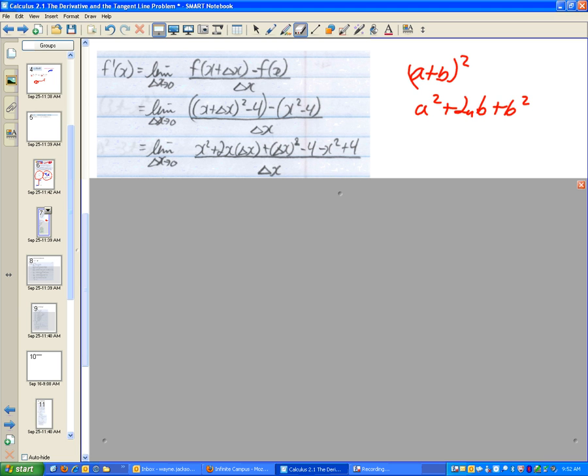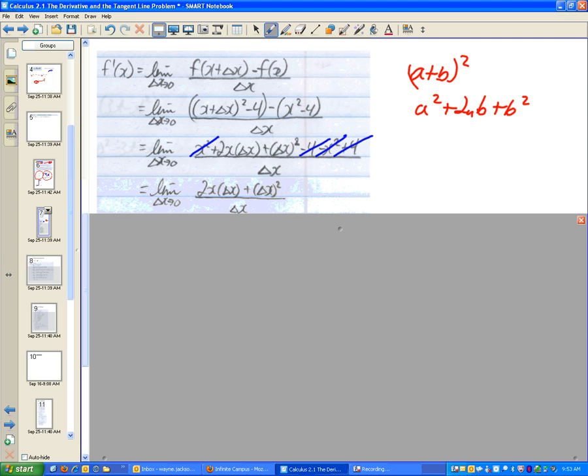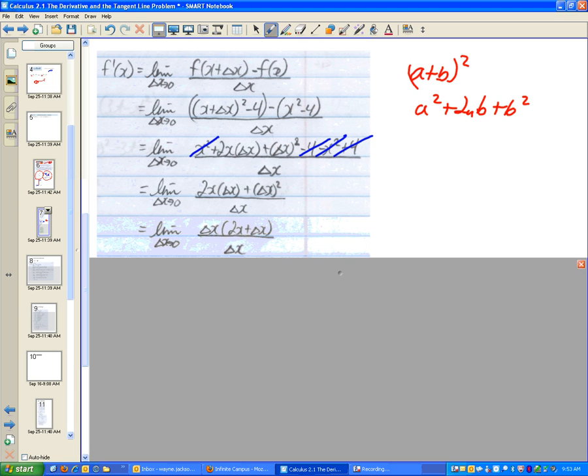All right, are some good things getting ready to happen? Yeah, they are actually. Because positive x squared and negative x squared give us a 0. Negative 4 and positive 4 give us a 0. So now we're down to the limit as delta x approaches 0 of 2x times delta x plus delta x squared over delta x. Factor out a delta x. Because when I factor out a delta x, I now have the limit as delta x approaches 0 of, well, when I take a delta x out of 2x delta x, I'm left with a 2x. When I take a delta x out of delta x squared, I'm left with a delta x.